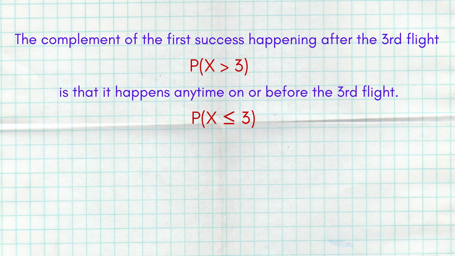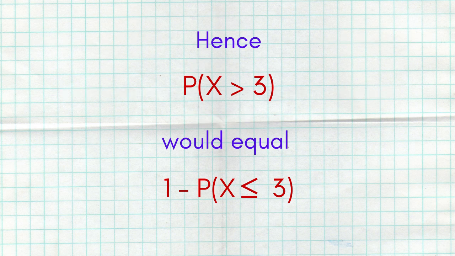Then since we want the complement of that, we don't want it to happen on the 3rd, 2nd, or 1st. So if we find that probability, we could then do 1 minus it, and we'll be left with 4th, or 5th, or 6th, or 7th, or 8th, or 9th, and so on.